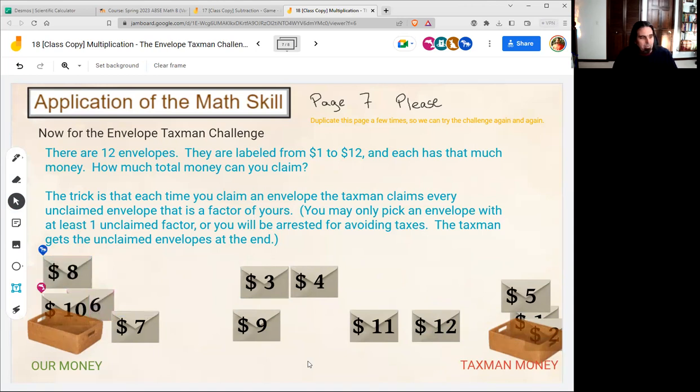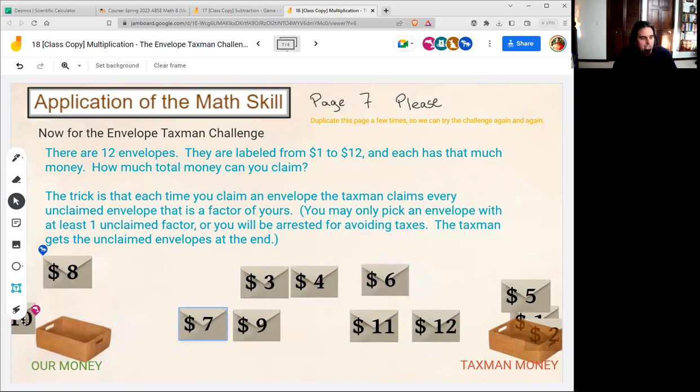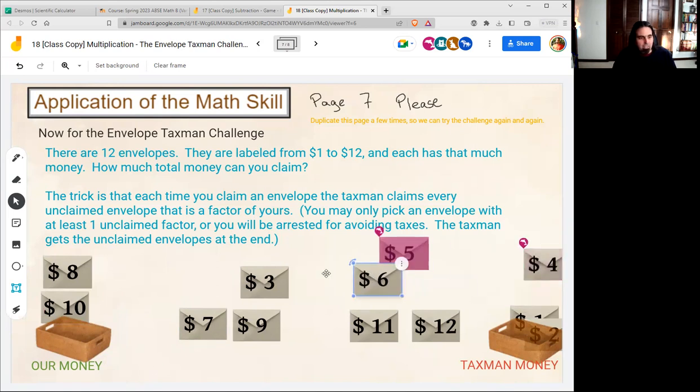Let's do one at a time. If we do 8, I saw 8 move first, then what does the tax man get? Because we have 8. 4. Okay, great. Now we can do 6.